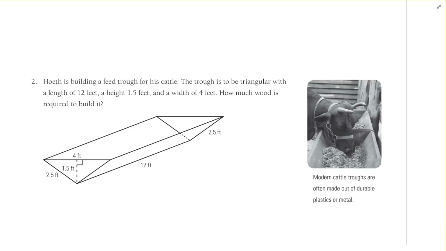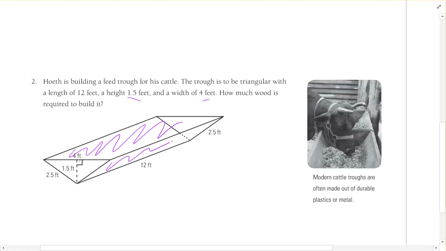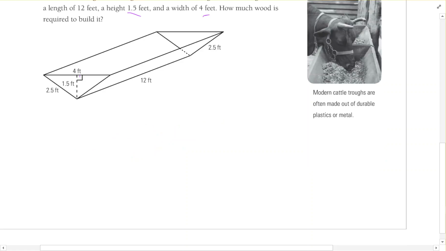Hoeth is building a feed trough for his cattle. The trough is to be triangular with a length of 12 feet, a height of 1.5 feet, and a width of 4 feet. How much wood is required to build it? So really, what they're asking is the surface area all the way around the outside. You can either break it up into a net if you like drawing it like that, or you can just figure out the surface area of each one of those things and add them all together. So go ahead and answer number 2 now.